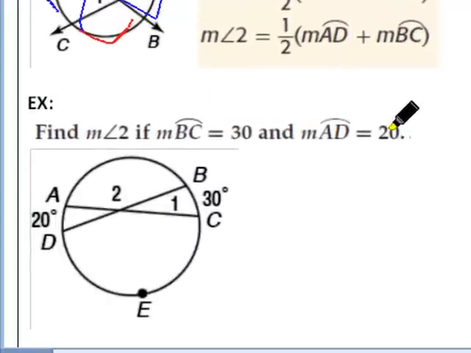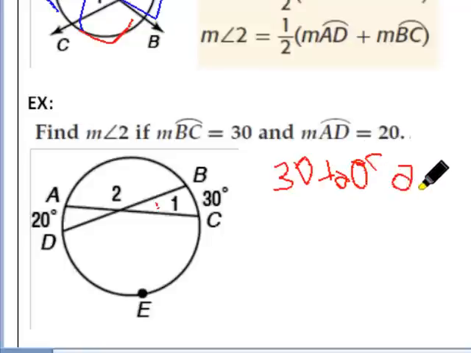They want us to find the measure of angle 2 if the measure of arc BC is 30 and arc AD is 20. Now notice BC and AD don't go with angle 2, they actually go with angle 1. So what we also know that if we can find angle 1, we can find angle 2. Okay? So we're going to take our formula from up above, and I'm going to average these two arcs. So we're going to say 30 plus 20 is 50, and I want half of that.